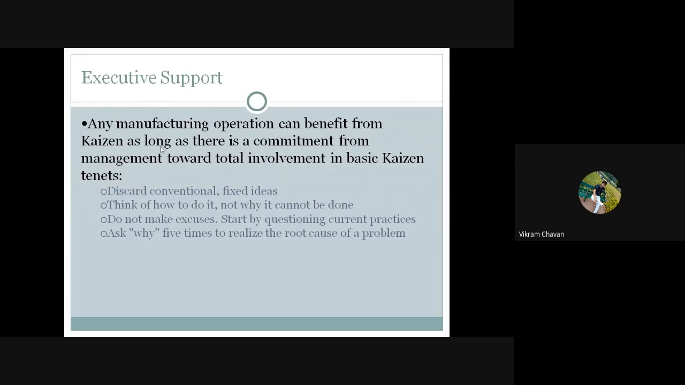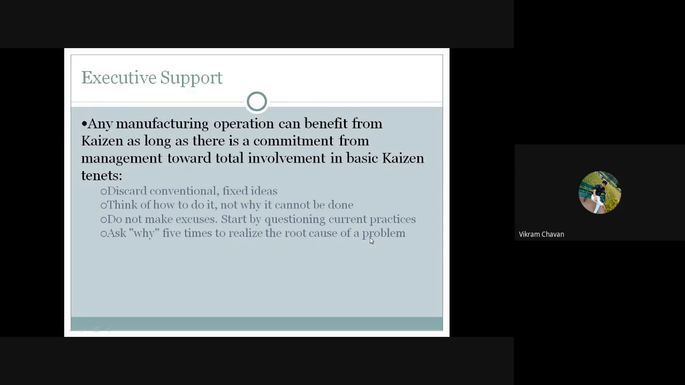Executive support. Any manufacturing operation can benefit from Kaizen as long as there is a commitment from the management towards total involvement in the basic Kaizen tenets. That is, discard conventional fixed ideas. Think of how to do it, not why it cannot be done. Do not make excuses. Start by questioning current practices. Ask why five times to realize the root cause of a problem.